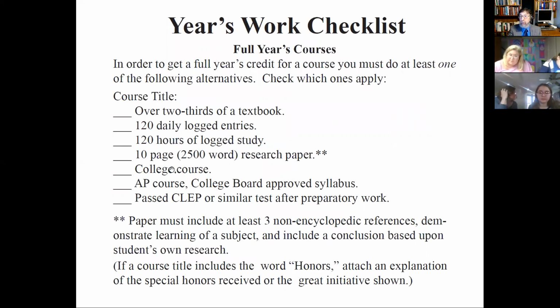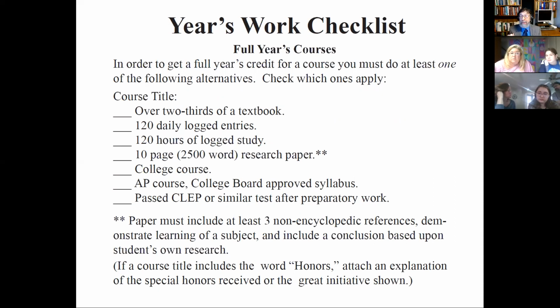You could take a college course. The basic equation is the following. 1 semester of college equals 1 year of high school. Now, a semester is a half year of college. So let's say you were doing Spanish in high school. You would do Spanish 1, Spanish 2, Spanish 3, Spanish 4 in 4 years.